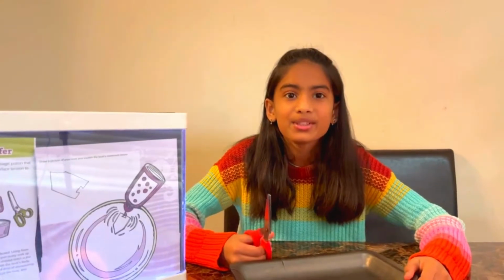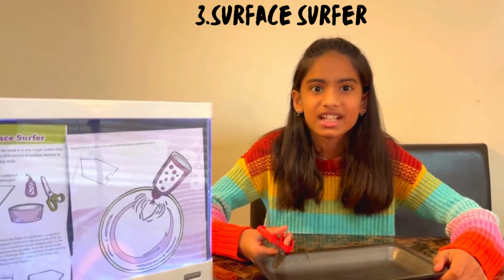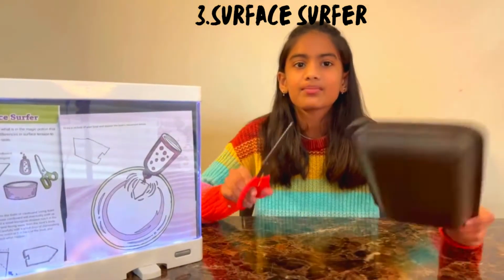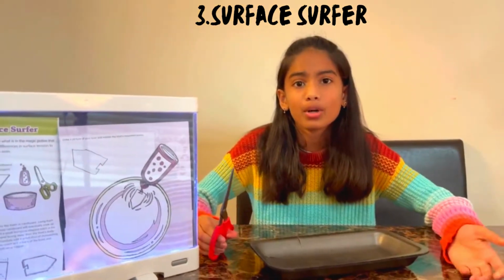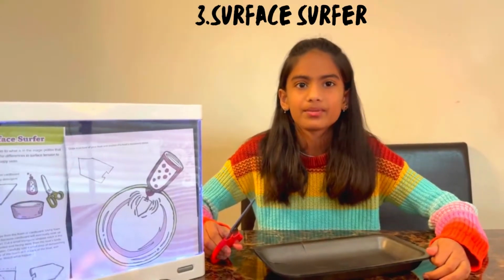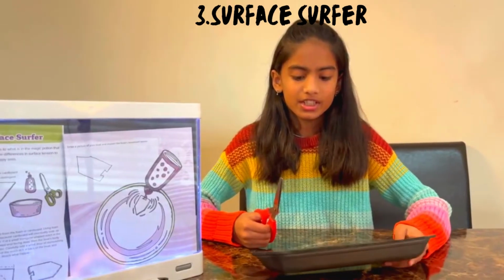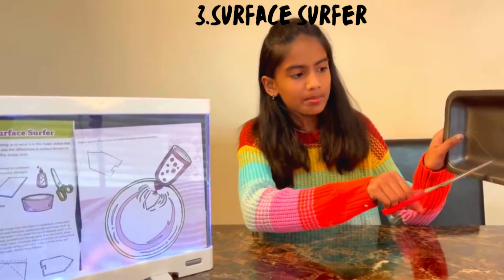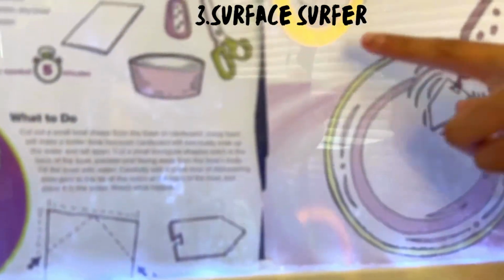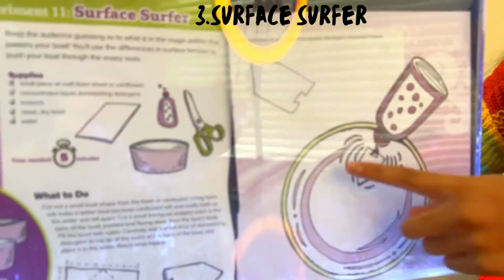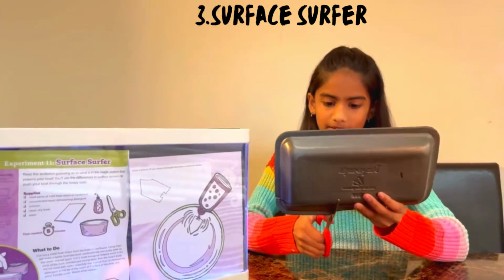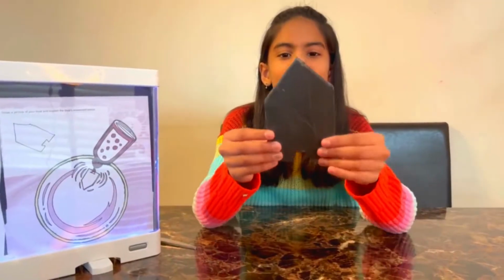Now guys, we're doing another project related to surface tension called Surface Surfer. For this experiment, you need scissors, a styrofoam tray, a bowl, or you could do this in a bathtub, and most importantly, detergent. The first thing you're going to do is cut out a boat shape with your styrofoam tray, like this. I'm going to quickly do that. Now I made our little boat.